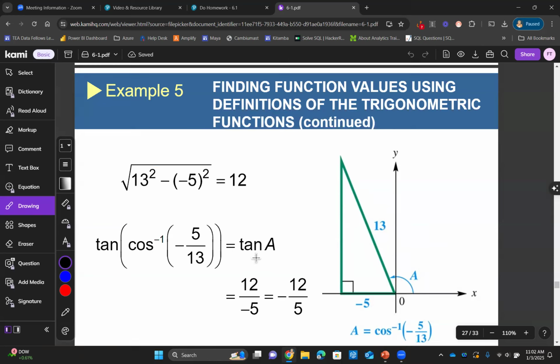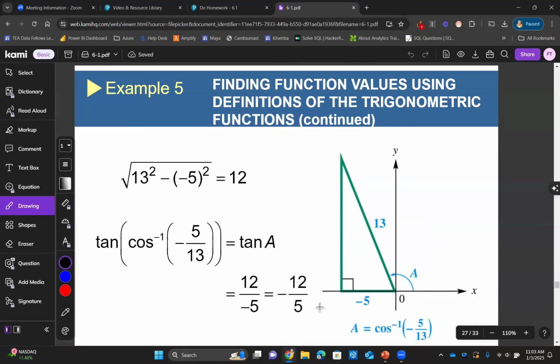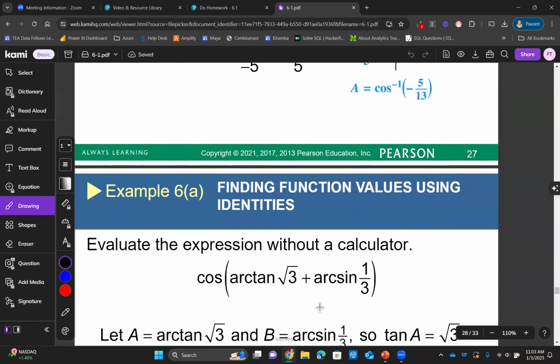So now if we go back to the question, you just call this whole thing angle A. The problem changes to tangent of angle A. So you're going to need the tangent value of this acute angle here, which is opposite over adjacent. Its opposite side is 12, adjacent side is 5. But in quadrant 2, tangent value is a negative number. So the expected answer here is negative 12 over 5.